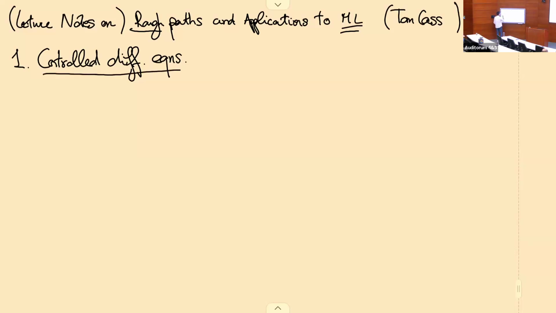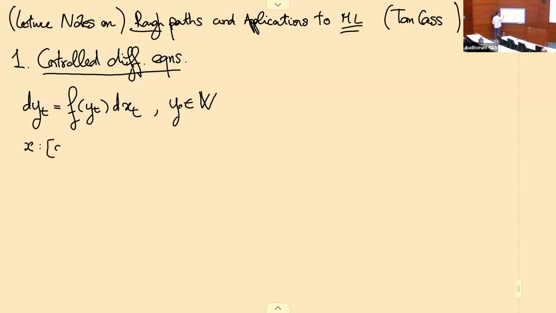Right, so the type of differential equations that I will consider now are of this form: dY_t = f(Y_t) dX_t. Let me explain each component of this equation. The equation needs to be started somewhere, so Y_0 belongs to some finite dimensional Banach space W. And X is going to be a path from [0,1] into another finite dimensional Banach space V, with some regularity, some smoothness property that I will specify as I go along the course. For now, let's think of this as a smooth path.